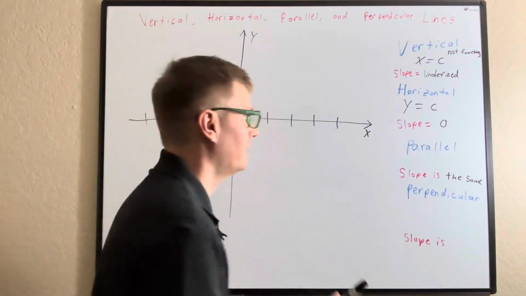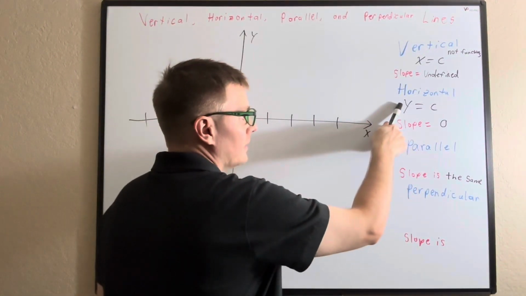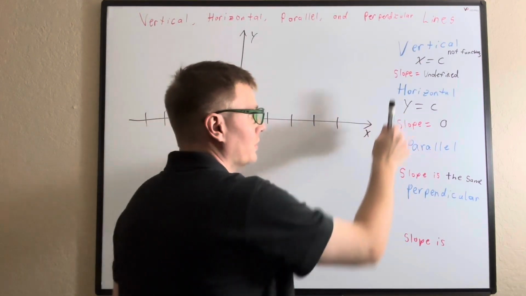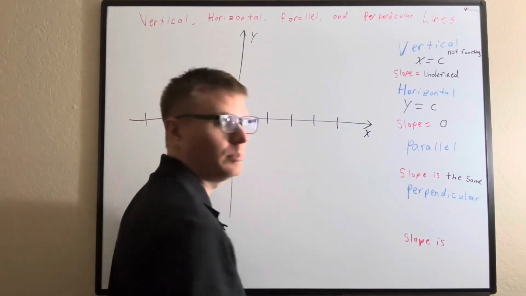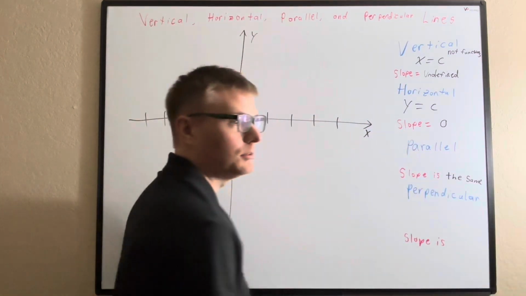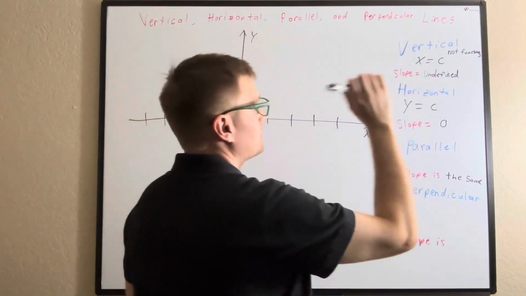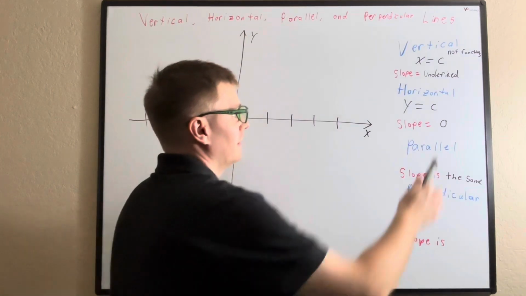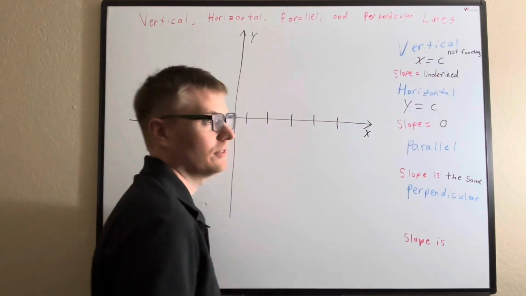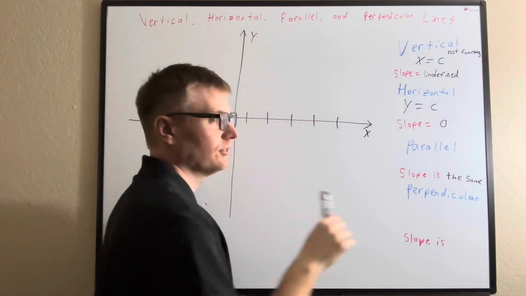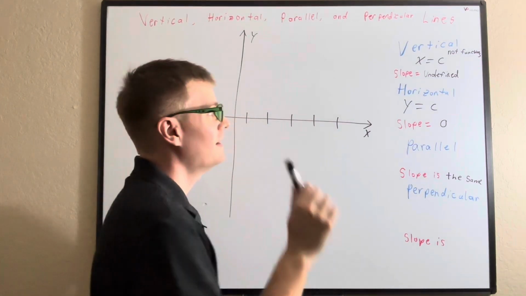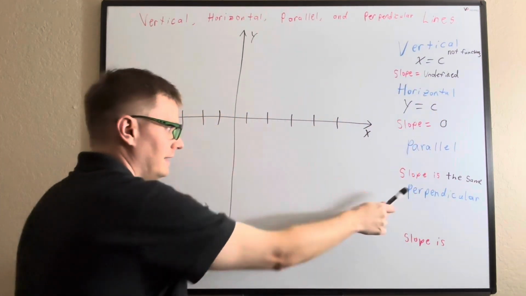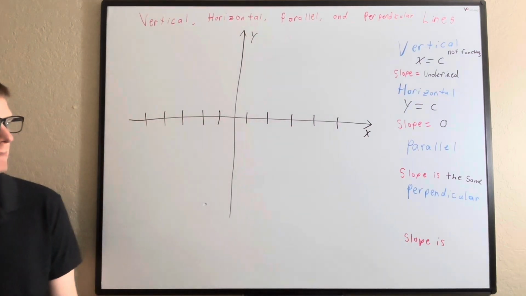One more thing about parallel lines before we move on to perpendicular lines. Since horizontal lines always have a slope of 0, if you have more than one horizontal line, guess what? Those are parallel. All the horizontal lines in the world will be parallel. Same with the vertical lines. Since they all have the same undefined slope, they will all be parallel to each other. But what if you have a vertical line and a horizontal line? That's where perpendicular lines come into play.